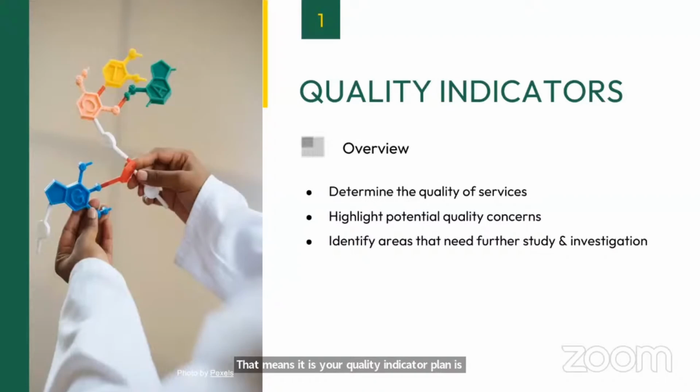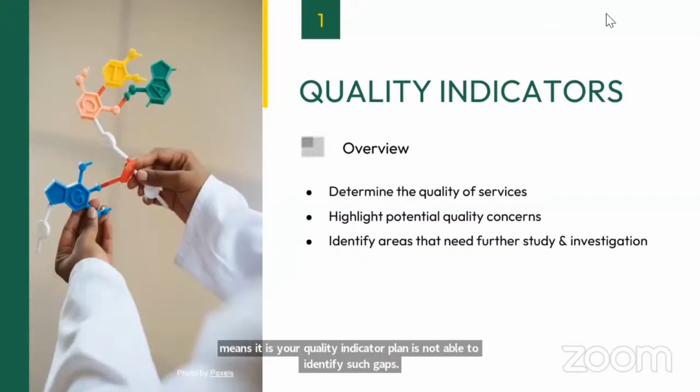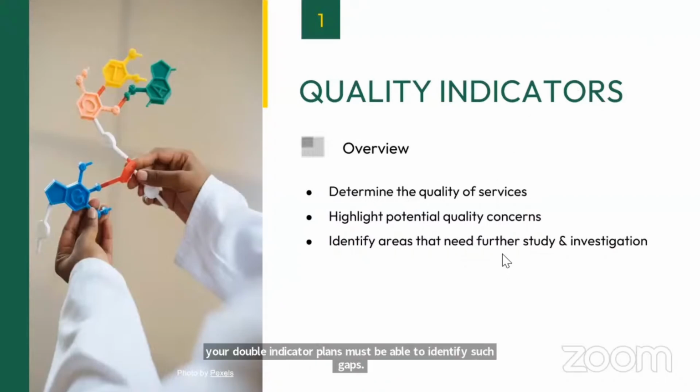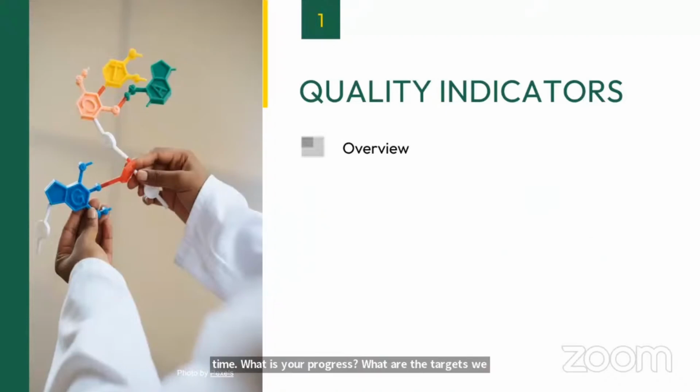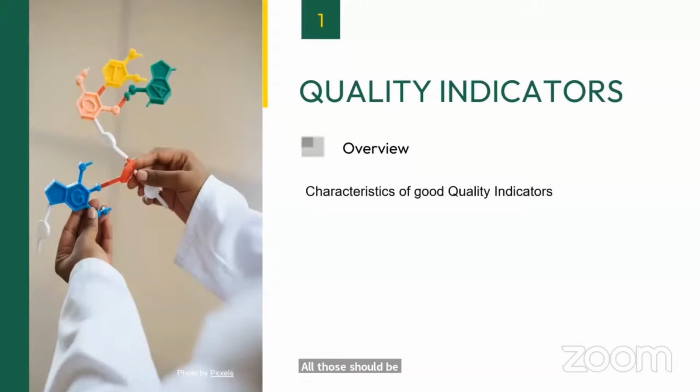So your quality indicator plans must be able to identify such gaps, which will help you for further study and investigations. You should be able to track changes over a period of time. What is your progress? What are the targets you have achieved? How many targets have you achieved? All those should be included, and your quality indicator should be able to monitor all those data.